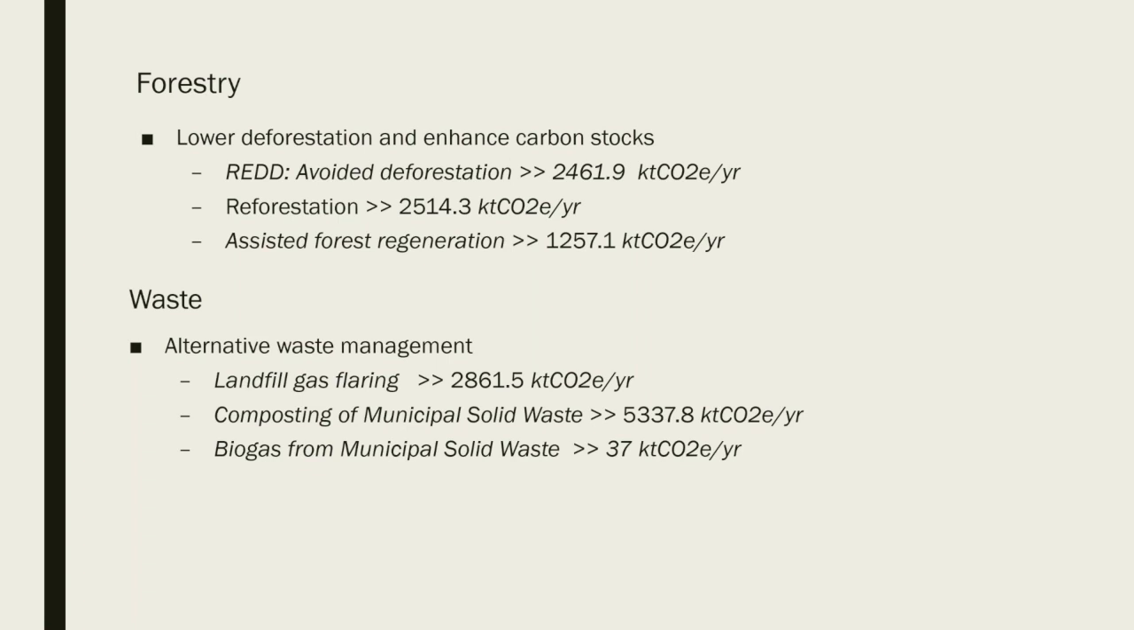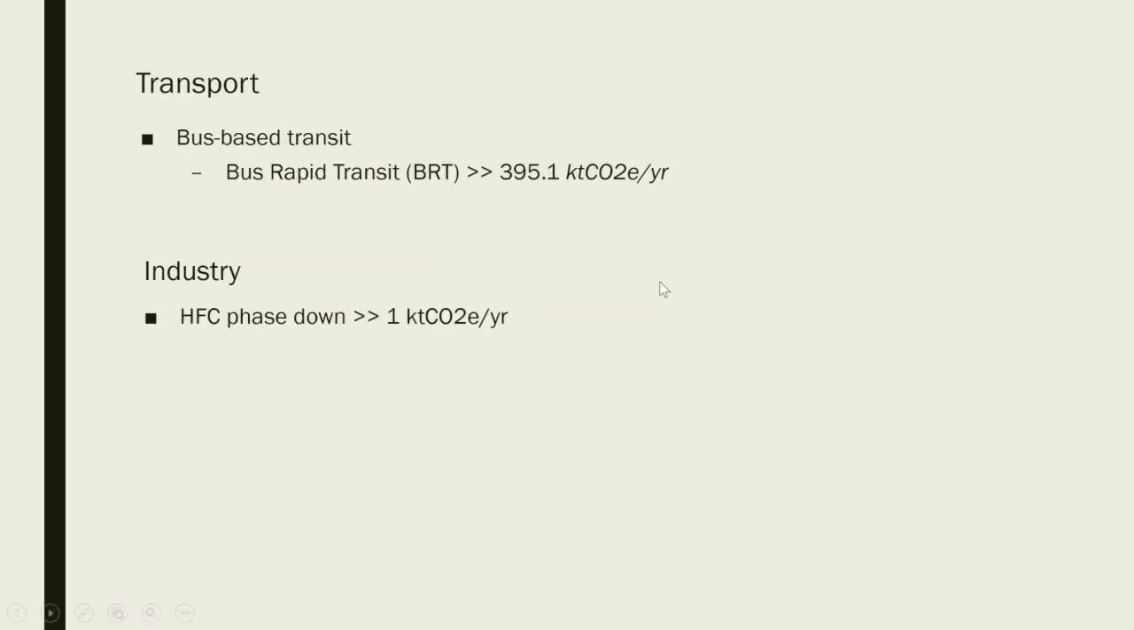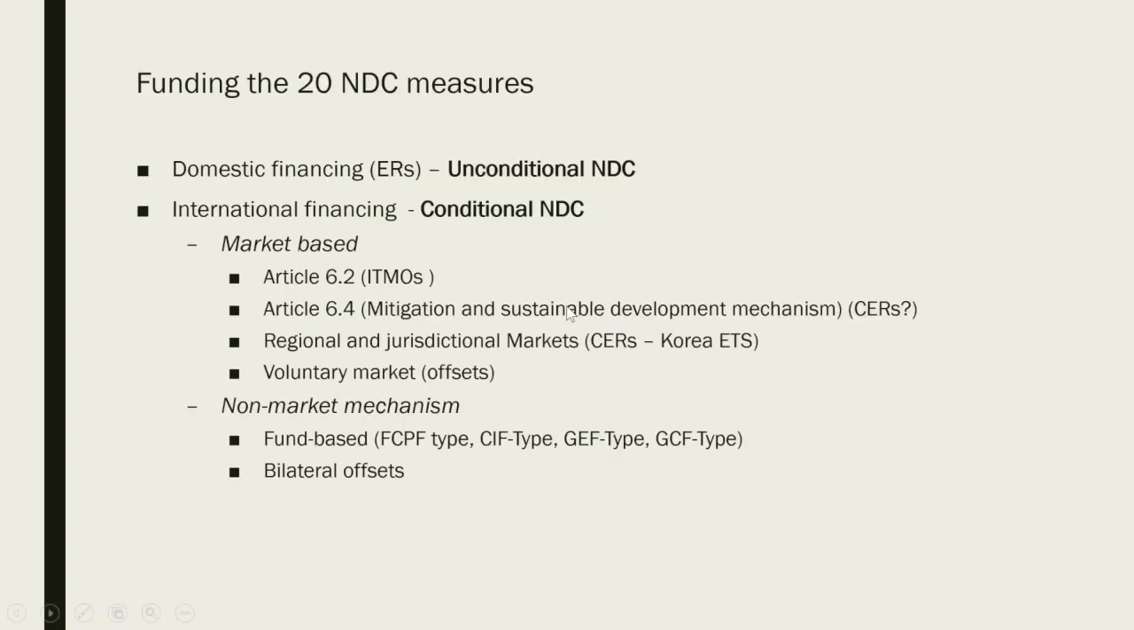The same for waste. There are 3 sub-interventions under waste: landfill gas flaring, composting, and biogas. And then transport, and also HFC phase out under industry. So this is the broad overview of the 20 mitigation actions per sector, also categorized into conditional and unconditional, and their corresponding emission reductions.